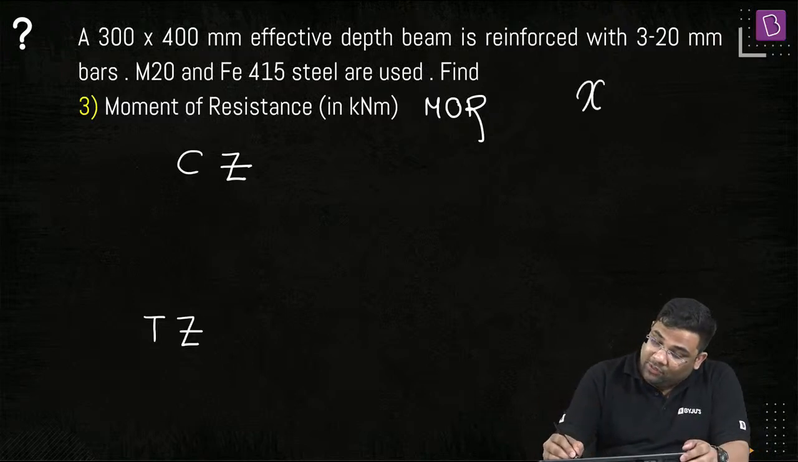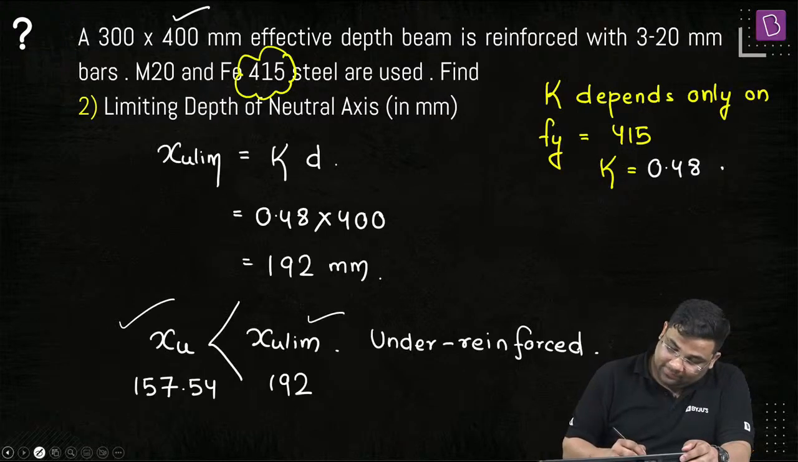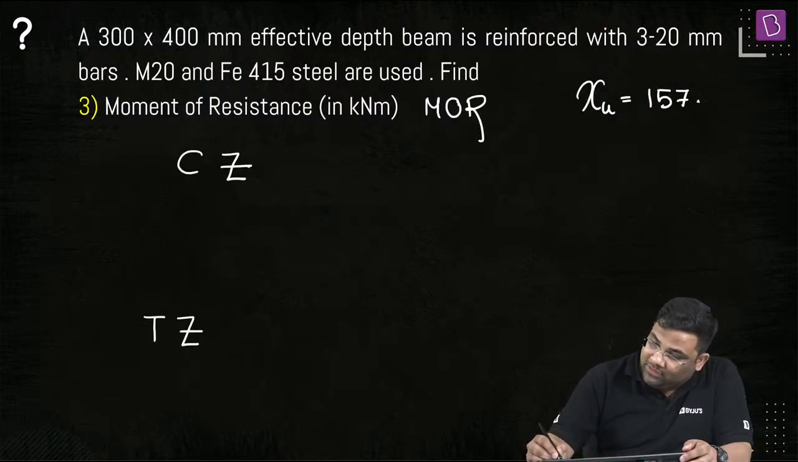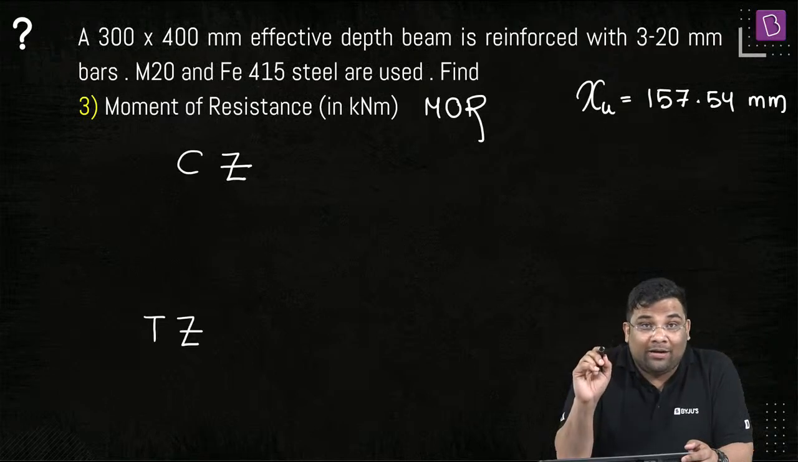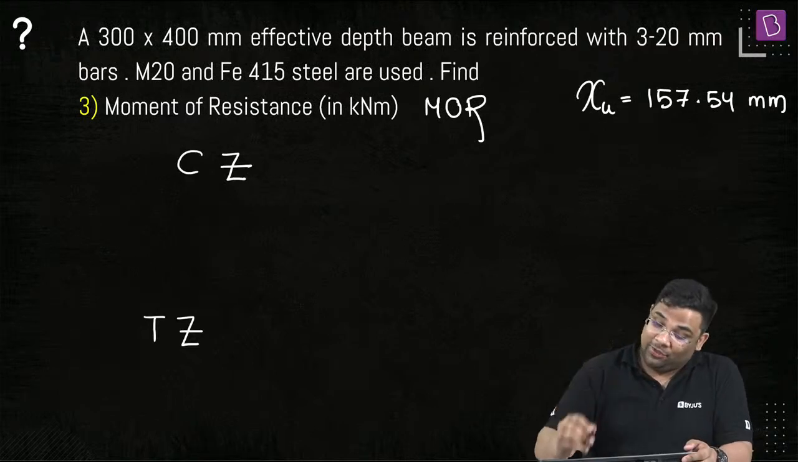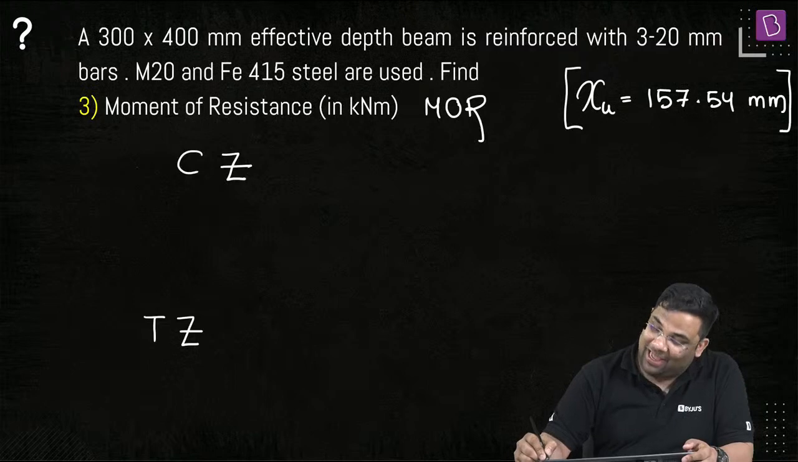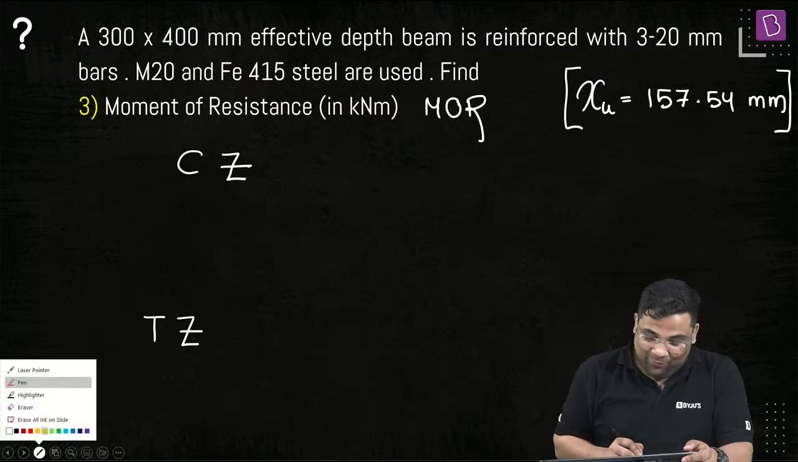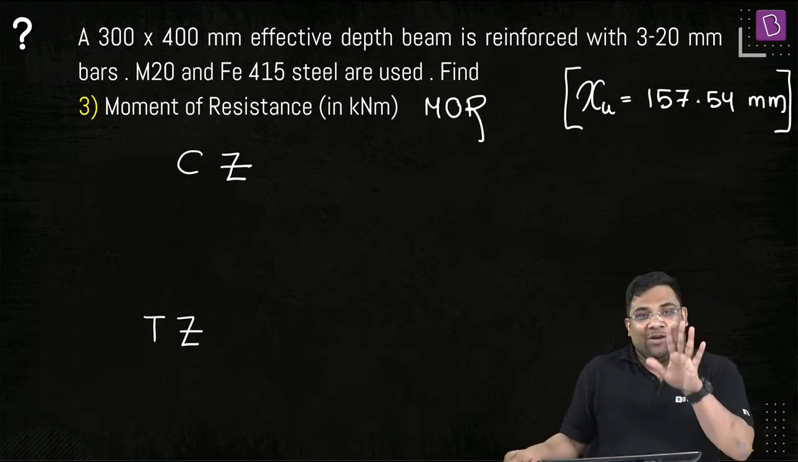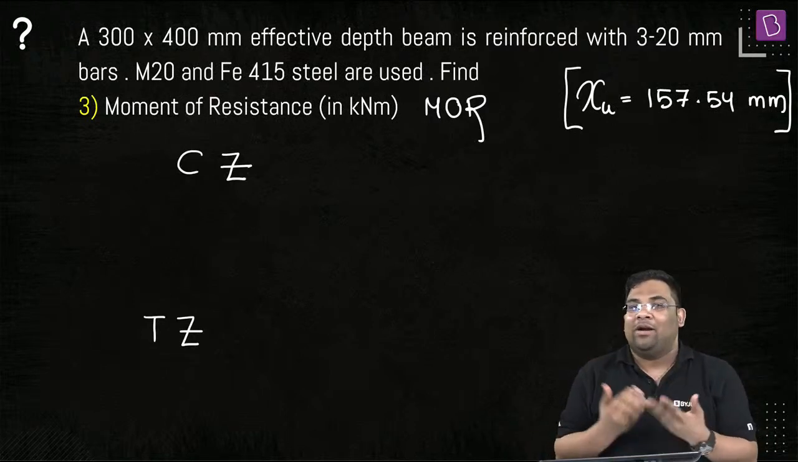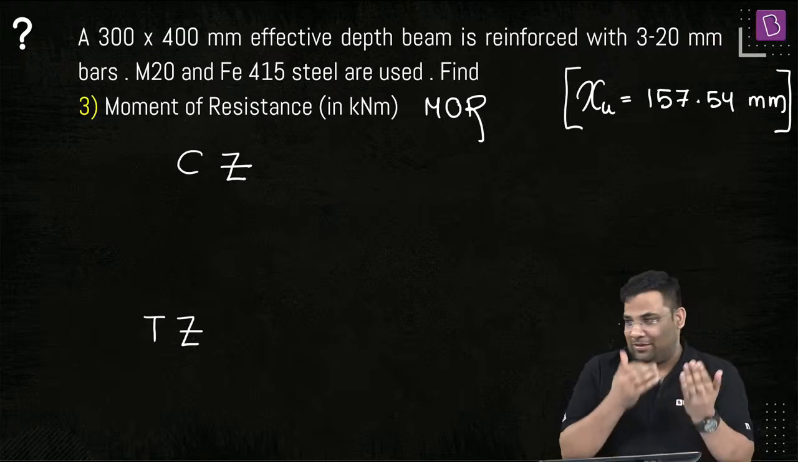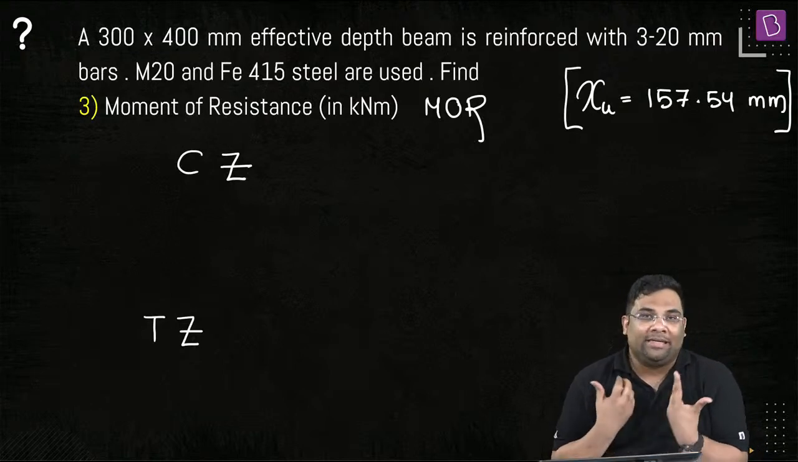That means you will use Xu. Xu is 157.54. Use this value and find out the MOR. In order to find the MOR, you have to first find out Xu. Then only you can find out MOR. If you don't know how to find Xu, then you cannot find MOR. Therefore, I followed this order for teaching you the MOR.